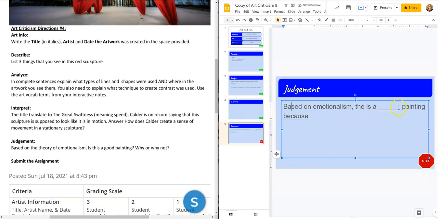Or, well, in this case, sculpture. So we're actually going to change that to sculpture. Or is it a bad sculpture because it doesn't make you feel something? Go ahead and fill in that last little slide there and then submit, and you are all set with this art criticism.